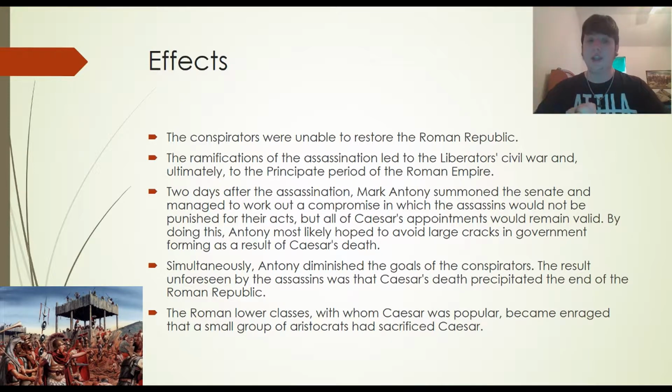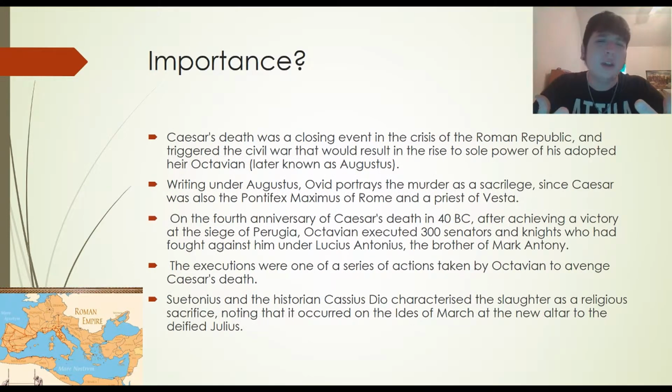created by Mark Antony. And also, the Roman lower classes, with whom Caesar was greatly popular, became enraged that a small group of aristocrats had decided that they could sacrifice Caesar in what they believed fit. So, often it is seen that Mark Antony and others used this angry group of citizens as a secret weapon of sorts to push the bills that they wanted against other senators, due to what they had done. So what is the importance of this, you may be asking?